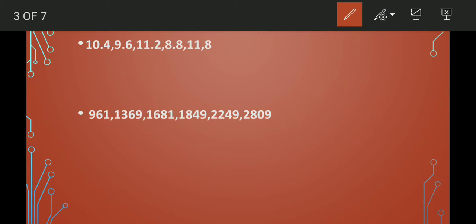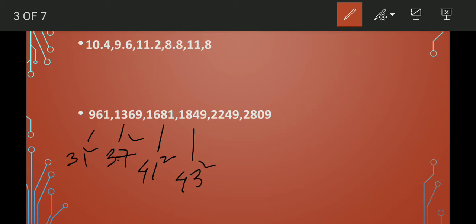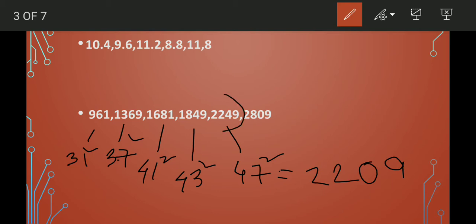Now for the next question. If you are familiar with perfect squares, you can easily observe that 961 is 31 square, 1369 is 37 square, 1681 is 41 square, 1849 is 43 square. So it is a pattern which is the square of consecutive prime numbers. So the next term should be 47 square, but as we know 47 square is not 2249, it is 2209. Therefore this is our wrong term.